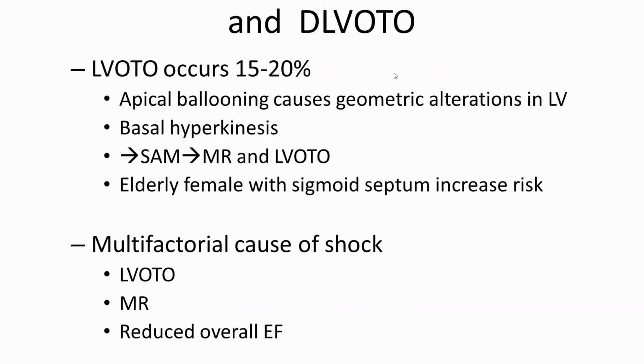So in Takotsubo, about 1/5 of patients will develop SAM, which leads to MR and outflow tract obstruction. So they can often present shocked, and it's more than just the reduction in ejection fraction that's contributing to it. It's often in the elderly female who also has a sigmoid septum.